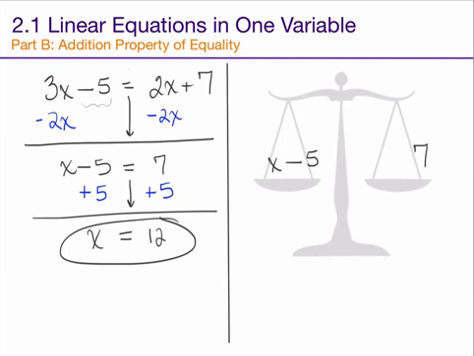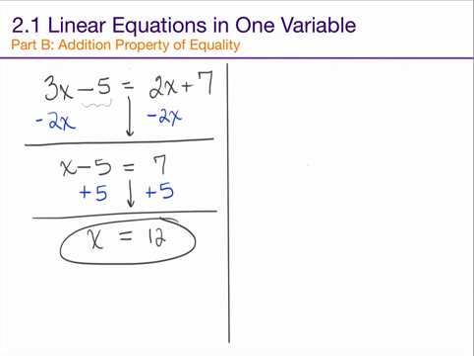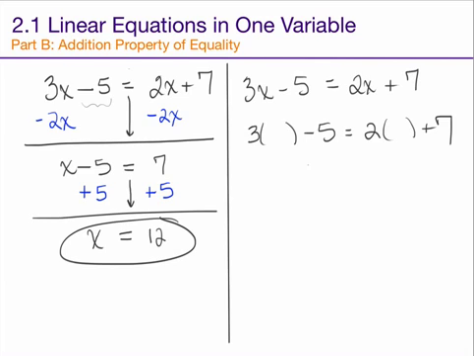Let's check our answer to make sure it's right. My original equation was 3x minus 5 equals 2x plus 7. Rewriting that with empty parentheses gives me this. And then I can substitute the value I found for x in place of x. What I'm doing is checking to see if this is true. Multiplication before subtraction. 36 minus 5. Multiplication before addition. 24 plus 7. And again, I'm checking to see if this is true.